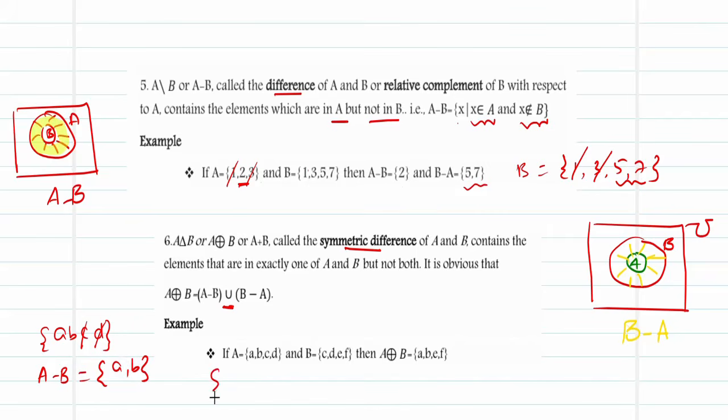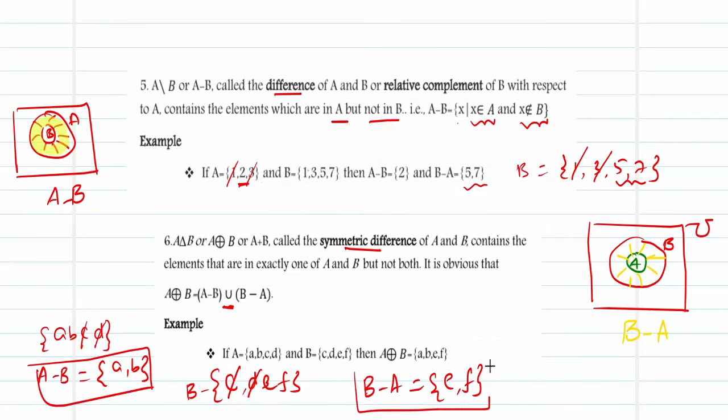Now from my B, which is c, d, e, f, I am going to remove my A. So I want B minus A. So what is a? A is here. No, I don't have an a. B, no b. C is removed. D is removed. What is left out is going to be e and f. Now I have A minus B and I also have B minus A. I take the union of both of them. So my A symmetric difference B is going to be the collection a comma b comma e comma f.